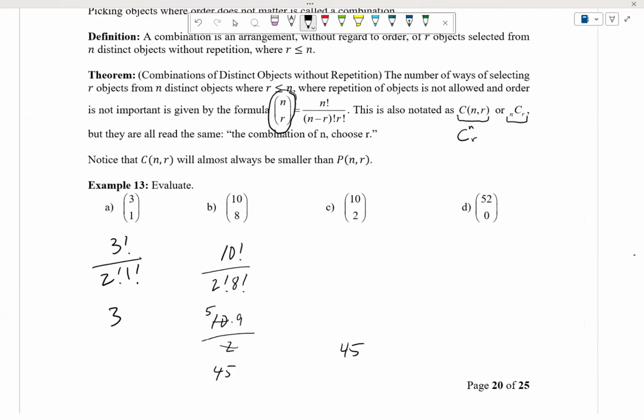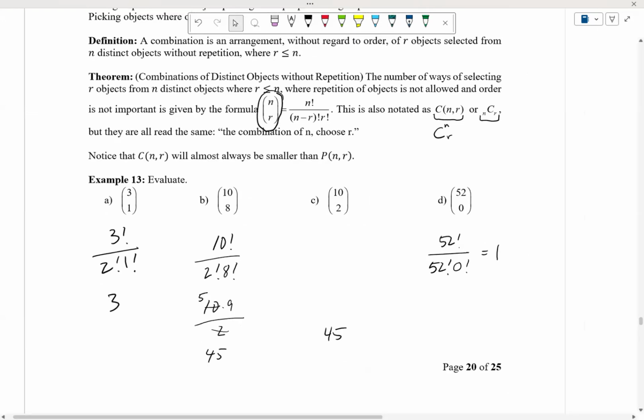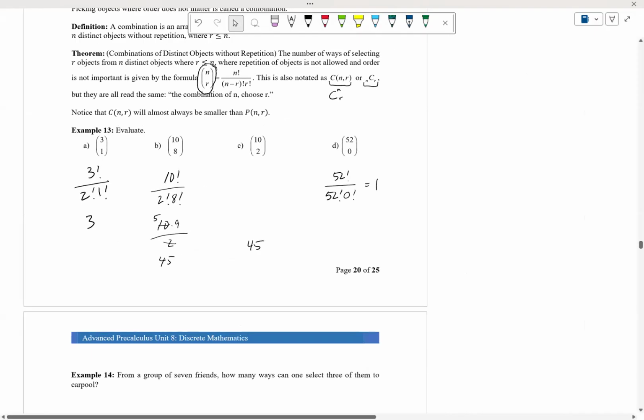D. Ria, can you help me out with D, please? Times 1? That's just 1. Is this true? Thank you for remembering that. So this gives us a value of 1. Yay. Any questions?